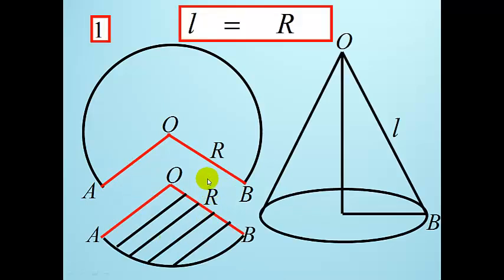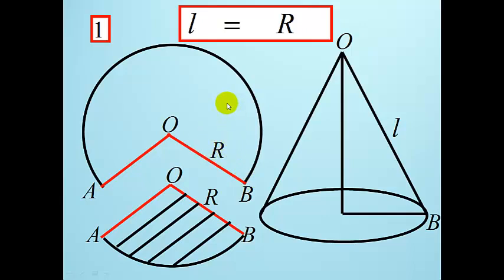Now, in this case, we've taken the minor sector from the circle. So we can now see the two sectors very well. We have the minor sector and we have the major sector. So OAB is the minor sector and OAB is also a sector, that is the major sector. Take note that OB is the radius of the circle.